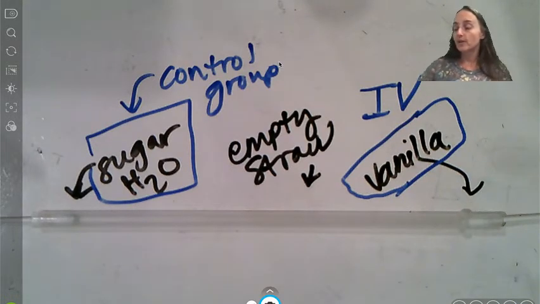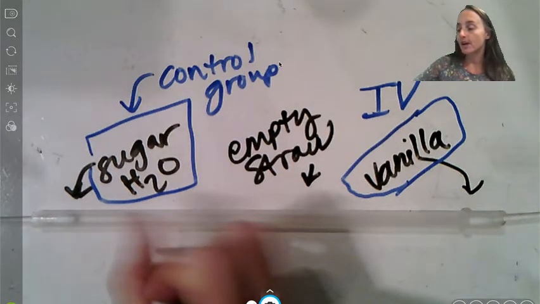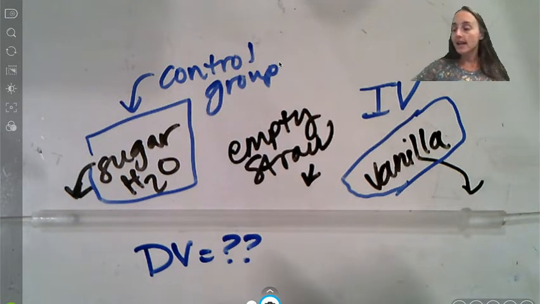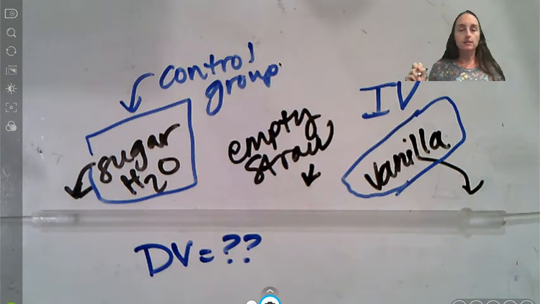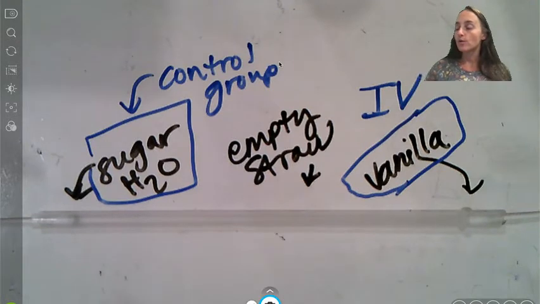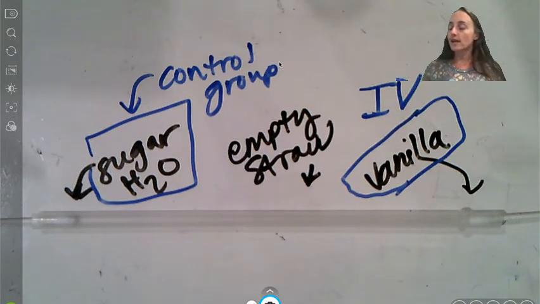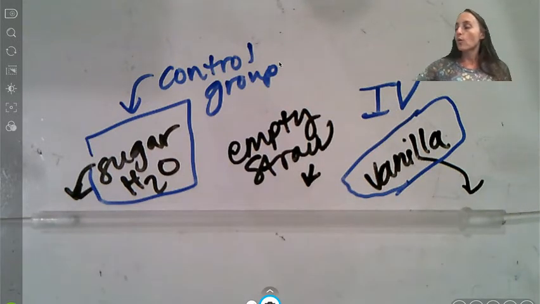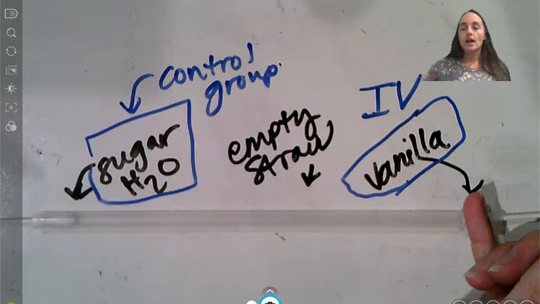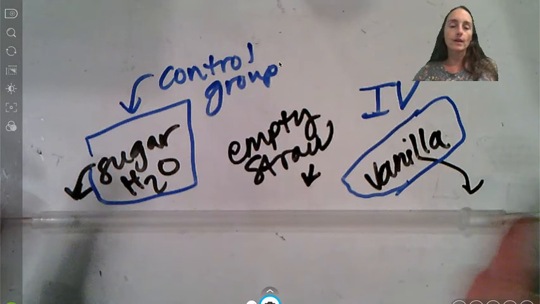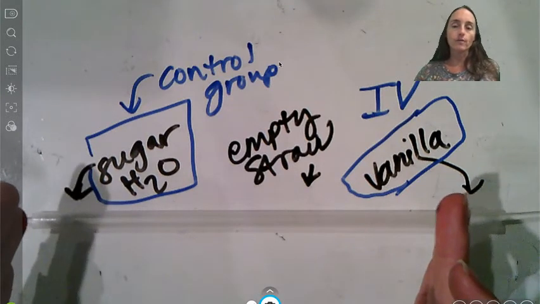All right, so what is going to be my dependent variable then? What would I use for my dependent variable? What is the data that I am collecting? How many flies are on each side? So my dependent variable would be the number of flies. All right, so let's say I set up my experiment and I had one Q-tip with sugar water, one Q-tip with the vanilla sugar, and then I put some fruit flies in the middle and I counted how many went which direction. That's the whole point, right?